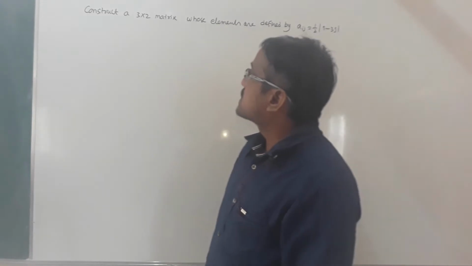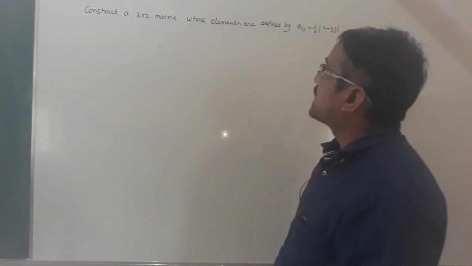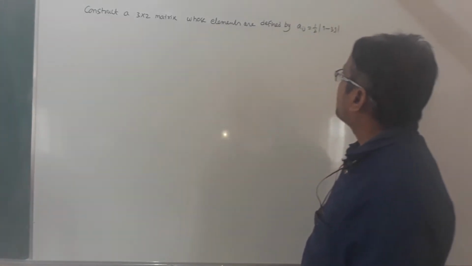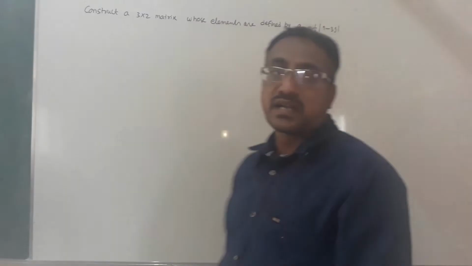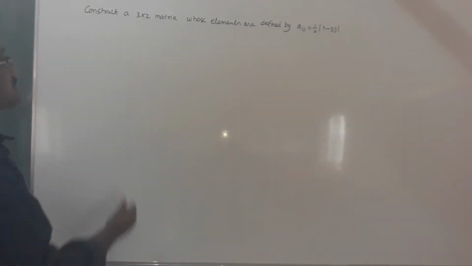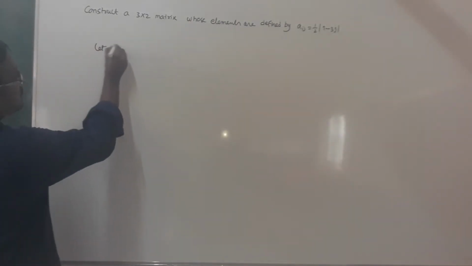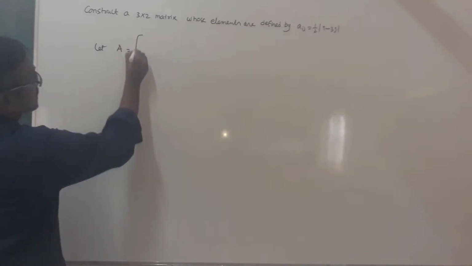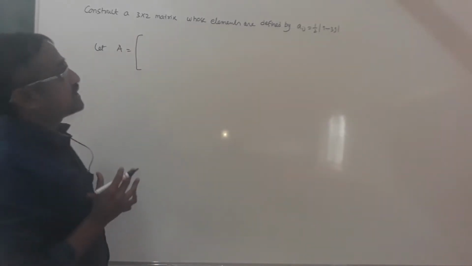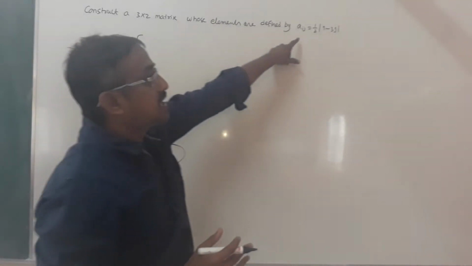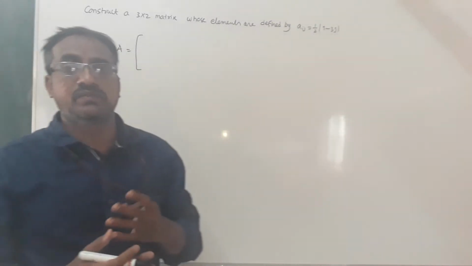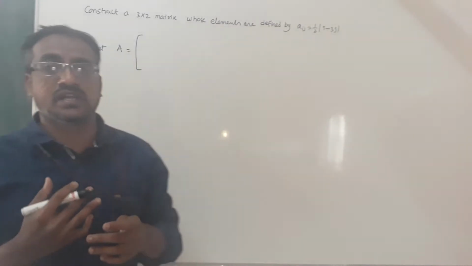Now the question is: construct a 3 by 2 matrix whose elements are defined by Aij = 1/2 |i − 3j|. So you have to construct a 3 by 2 matrix. That means the matrix has 3 rows and 2 columns, with elements like Aij. Aij means A11, A12 and so on.